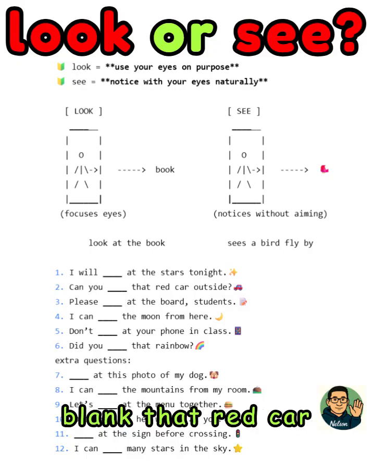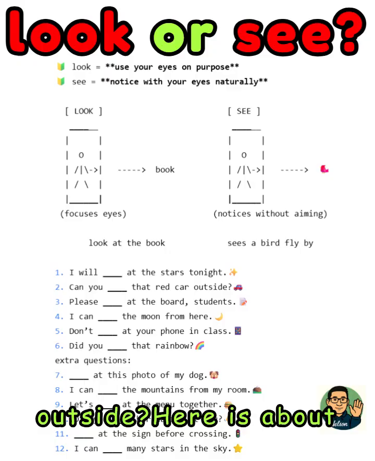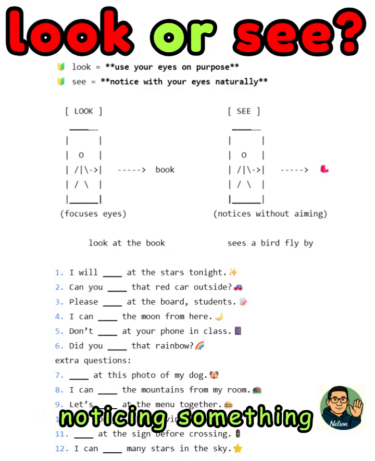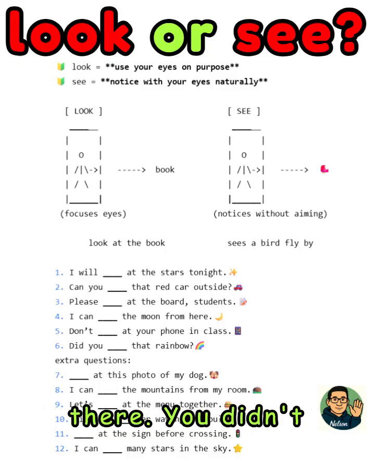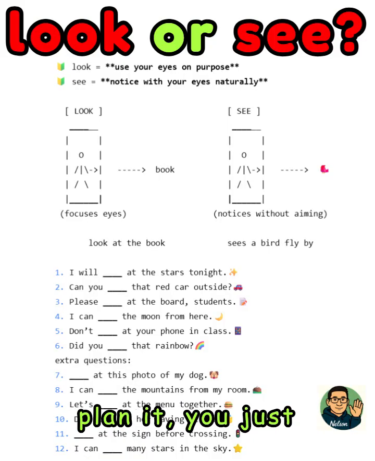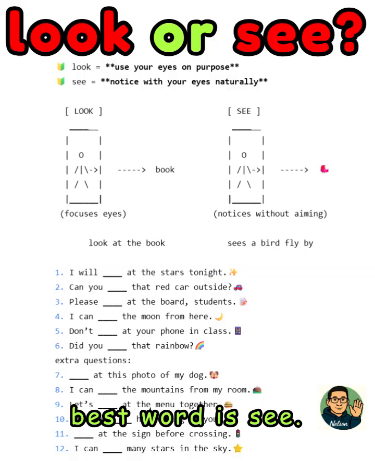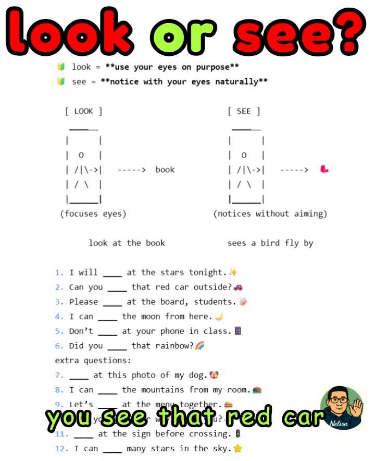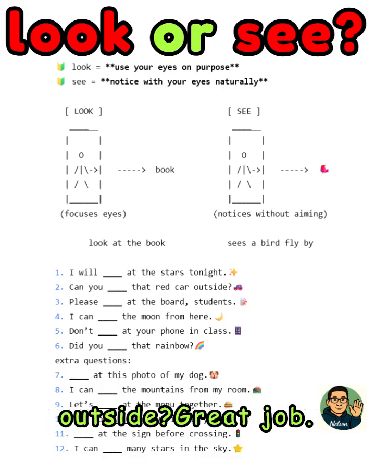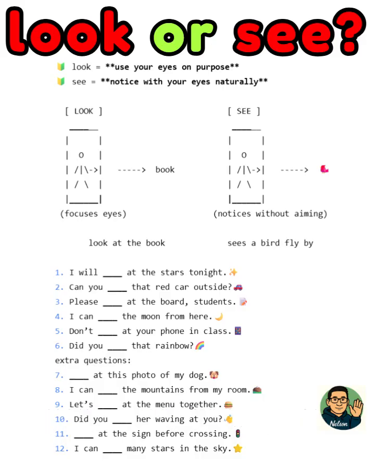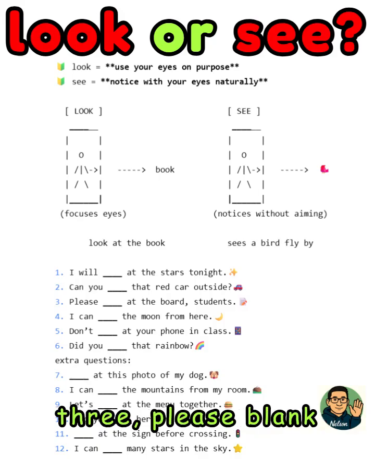Can you blink that red car outside? Here is about noticing something that is already there. You didn't plan it, you just notice it. So the best word is see. That gives us can you see that red car outside? Great job. Moving on to question 3.